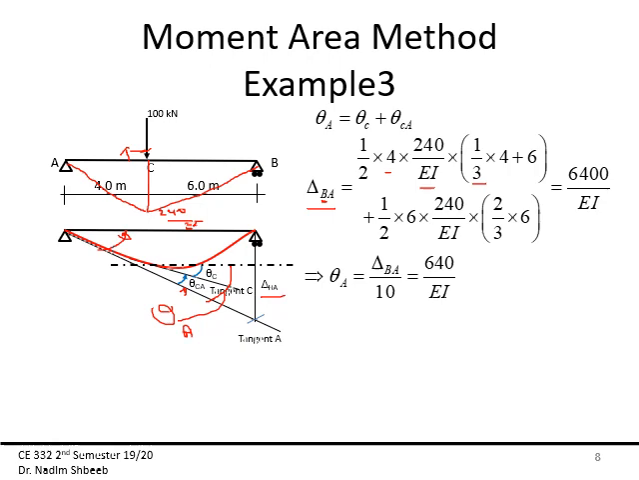So theta A is simply delta BA divided by L. Again, going through that whole tan theta is equal to delta over L, with tan theta being so small equal to theta A, then this will give me theta A to be equal to 640 over EI.